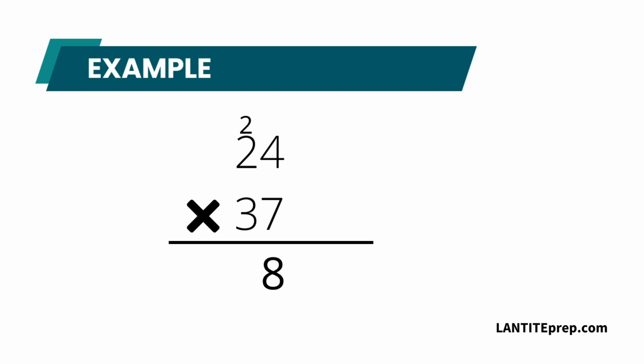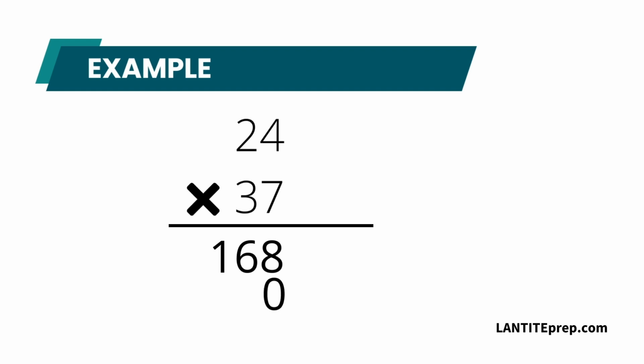Remember, 4 times 7 is 28. 7 times 2 is 14. Add the 2 up top to give us 16. Put the 0 in the ones column and multiply 3 times 4, which is 12. And then take 3 times 2 plus 1, and then add 168 to 720, and we're left with 888.